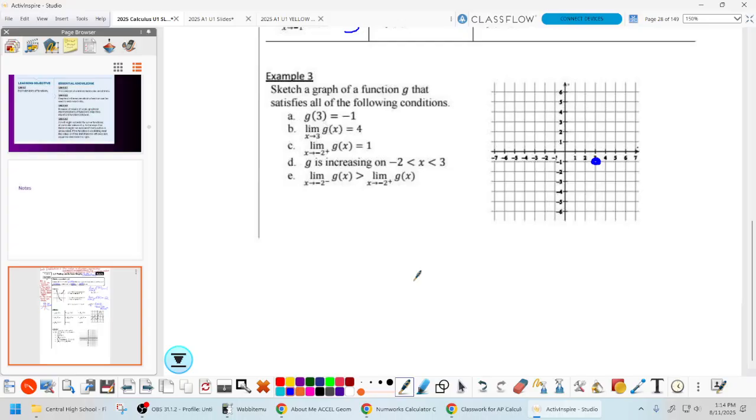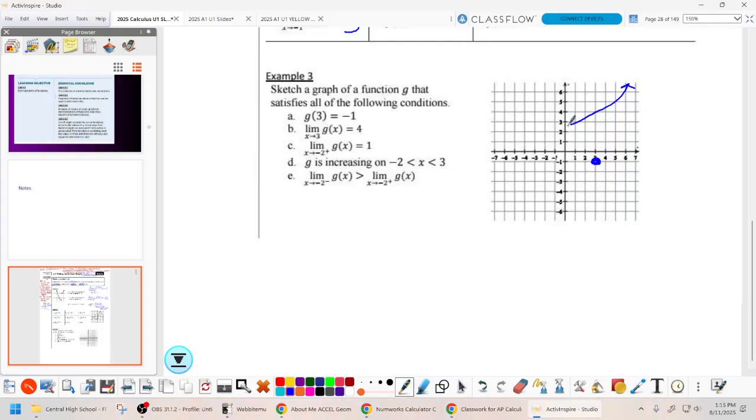Okay, the limit as x approaches 3 of g is 4. How does that look? 4 and then, okay, so we're approaching 3, but up here at 4. And so you can do this however you want. I'm going to do this and then just bring it down for now. So my limit as I'm approaching 3 from the left, or from the right, is 4.